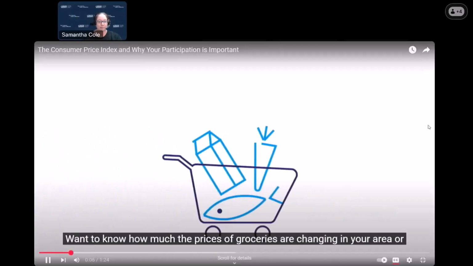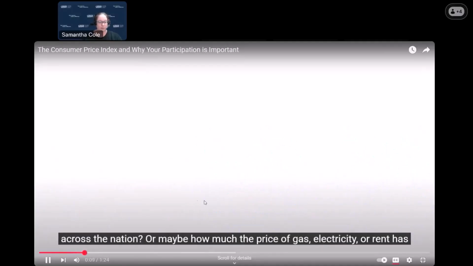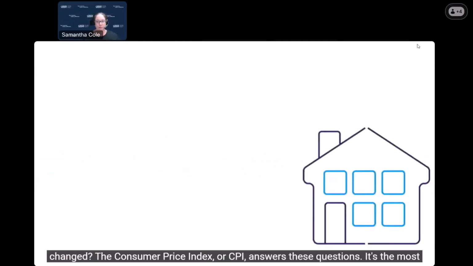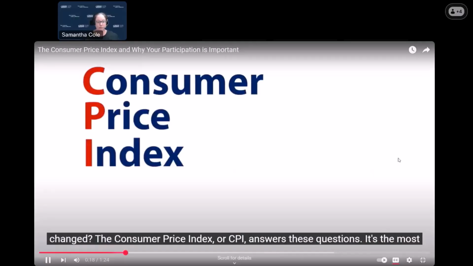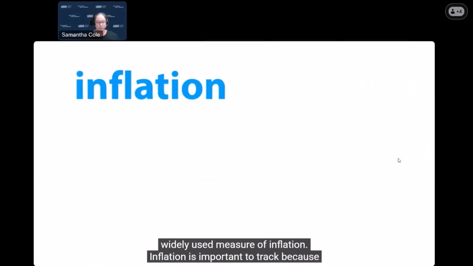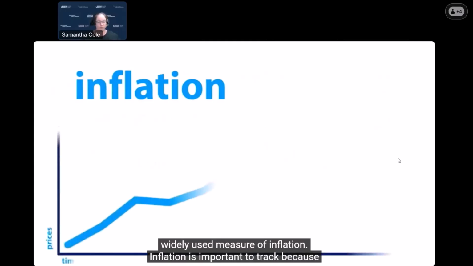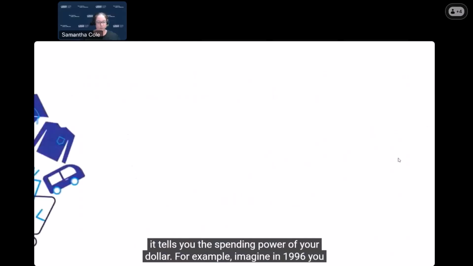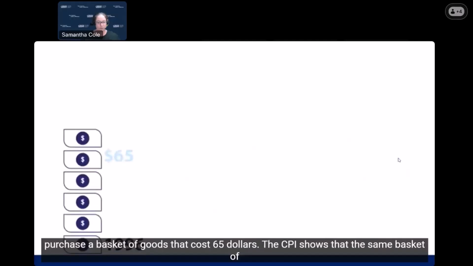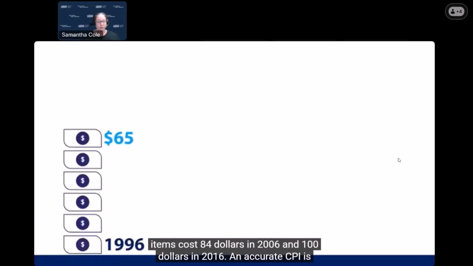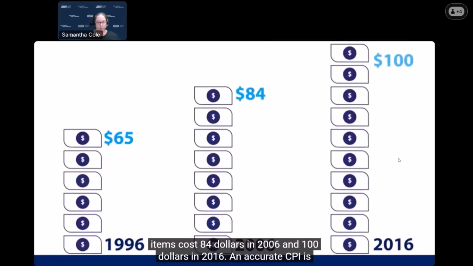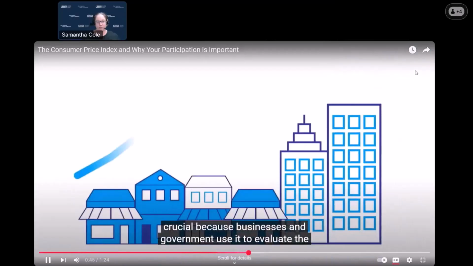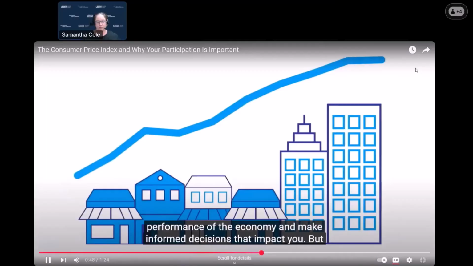Want to know how much the prices of groceries are changing in your area or across the nation? Or maybe how much the price of gas, electricity, or rent has changed? The Consumer Price Index, or CPI, answers these questions. It's the most widely used measure of inflation. Inflation is important to track because it tells you the spending power of your dollar. For example, imagine in 1996 you purchased a basket of goods that cost $65. The CPI shows that the same basket of items cost $84 in 2006 and $100 in 2016. An accurate CPI is crucial because businesses and government use it to evaluate the performance of the economy and make informed decisions that impact you.